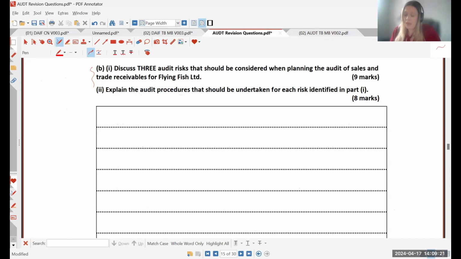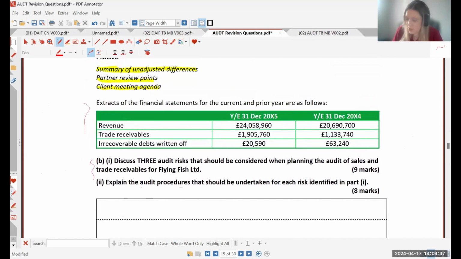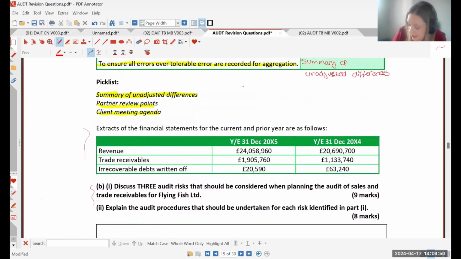Now, for audit, we must be writing in a way that an audit junior could understand. So somebody with less knowledge than you, could they follow the instructions that you're given in this task? Could they follow your advice? That's what you need to be aiming for. So you must be clear and precise. I'm going to write this down. So you must be clear and precise.